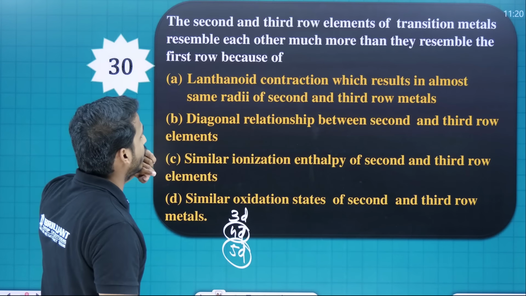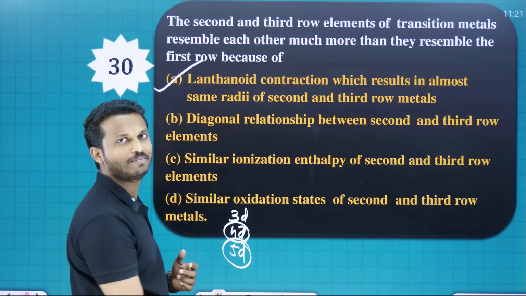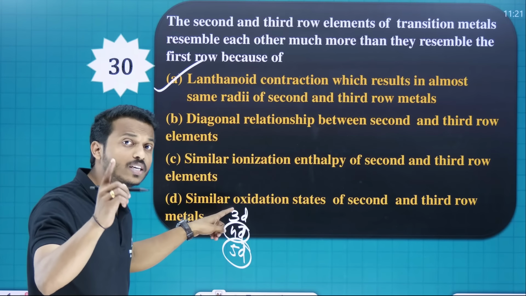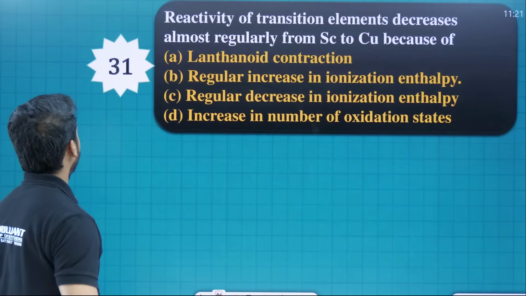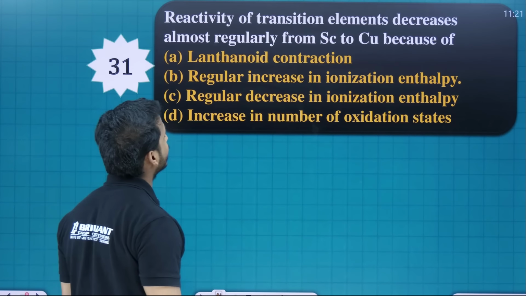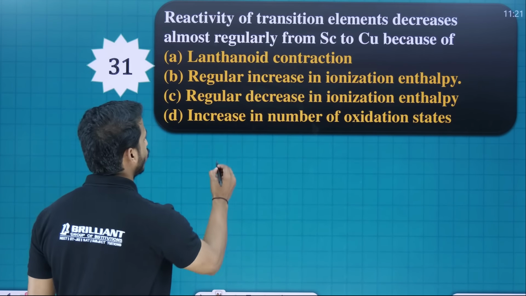So lanthanide contraction results in almost the same radii of the second and third transition series. Yes, option A. Alright, so 3d is the first transition series, and 4d and 5d are the second and third transition series. Ready. 31. Reactivity of transition elements decreases almost regularly from scandium to copper.